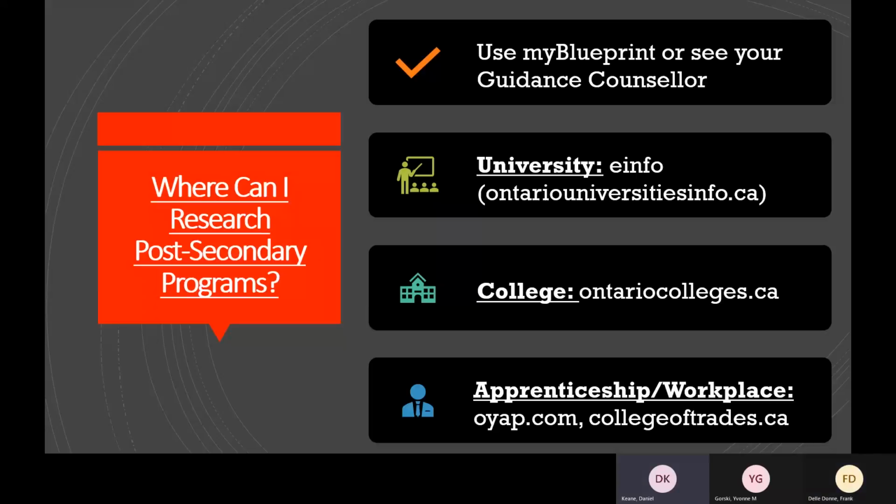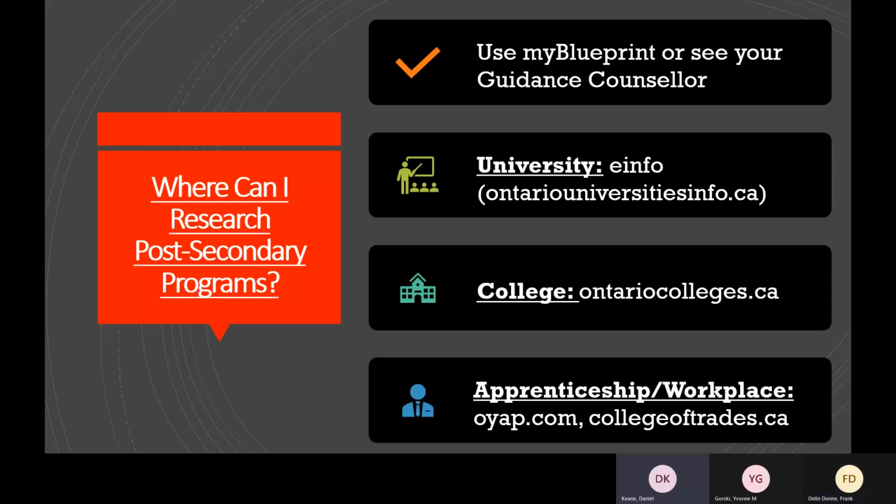If you're not sure how to do that, then pay special attention to the next slide. Where can I research post-secondary programs? Depending on your pathway plan, there are various places you can go to do your research. My Blueprint is a great place to start. There are links in My Blueprint to every possible pathway. As well, your guidance counselor is always an excellent source if you're not sure.